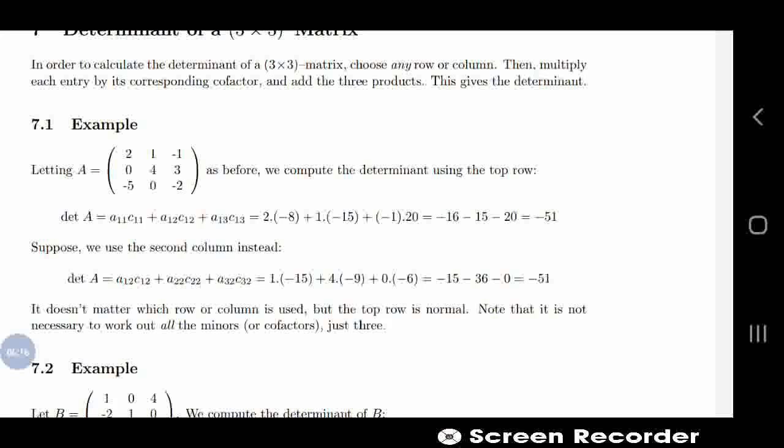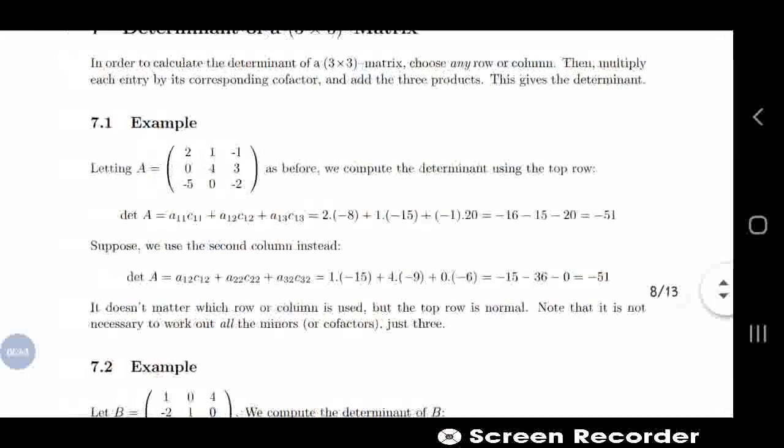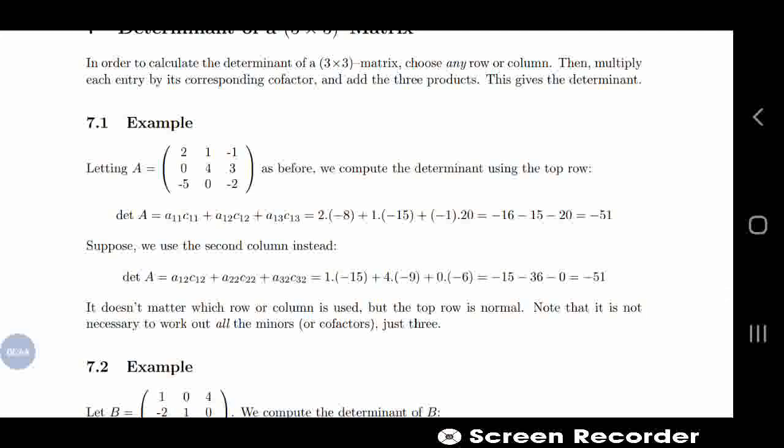So 2 into minus 8 plus 1 into minus 15 and minus 1 into 20. Here, they have kept 2 1 1 aside. They took one row and multiplied it with all the numbers. So 2 zeros are 0, nothing we will get. 2 fours are 8, that they have put.